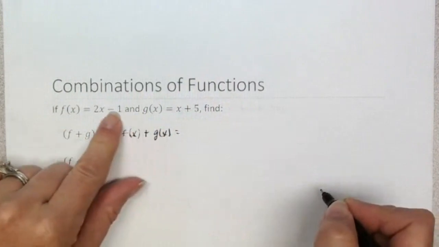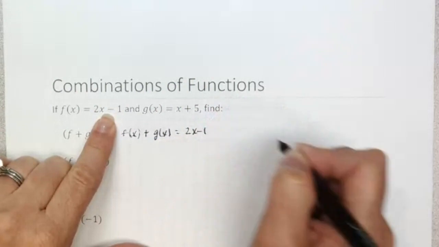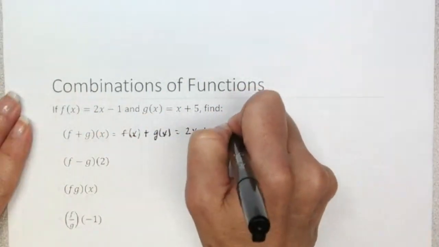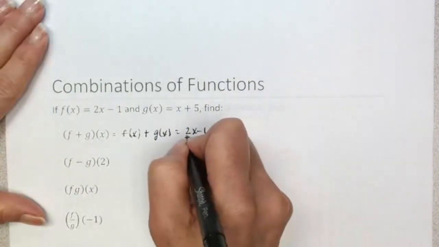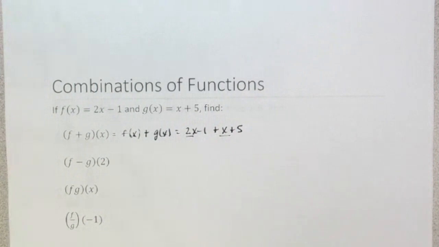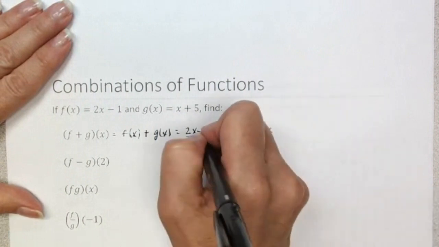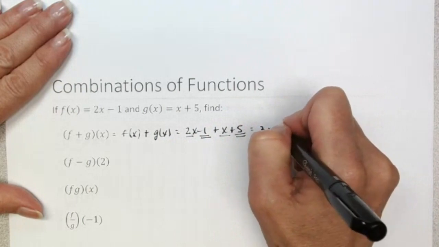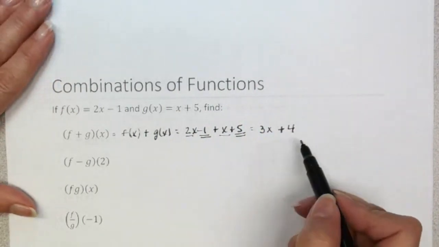which, as they're defined, would be f of x, of course, is 2x minus 1. And we're going to add to that g of x, which is x plus 5. Okay, we can combine our like terms here. Look, we have two x terms. 2x plus x is 3x. And then a negative 1 plus 5 is going to be plus 4. All right, so f plus g of x is 3x plus 4.